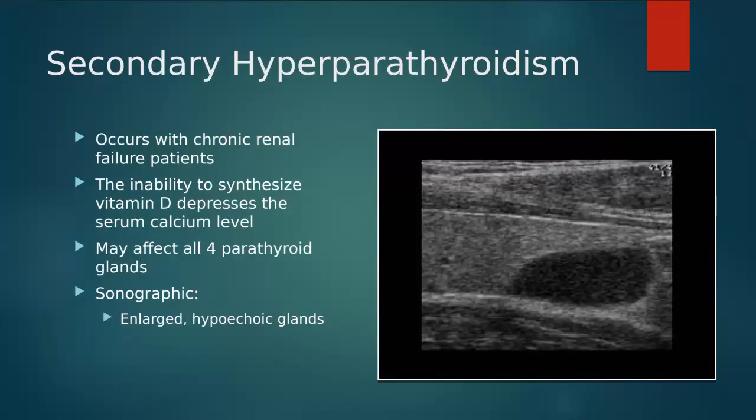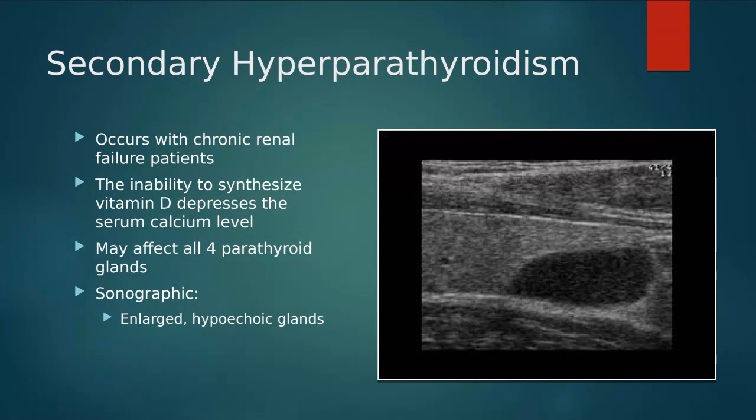And next we have secondary hyperparathyroidism. This only will occur in patients who have chronic renal disease or chronic renal failure. So their kidneys are shutting down and we have the inability to synthesize vitamin D, and it's going to depress the serum calcium levels. So basically, our kidneys are failing. Therefore, they can't process vitamin D. Therefore, that lower level of vitamin D is going to result in those lower levels of calcium.